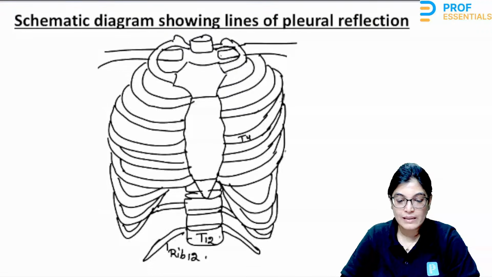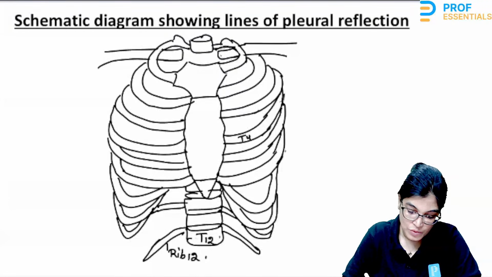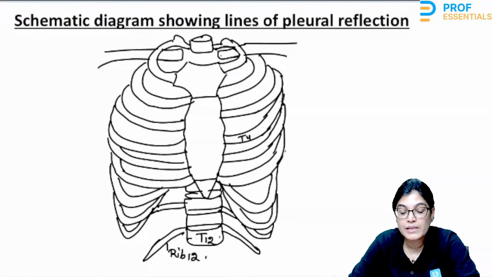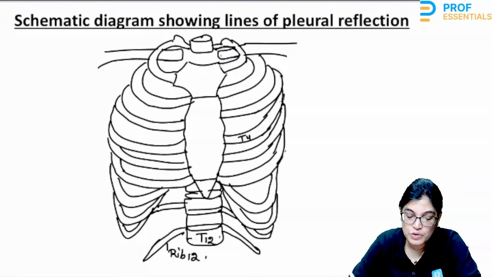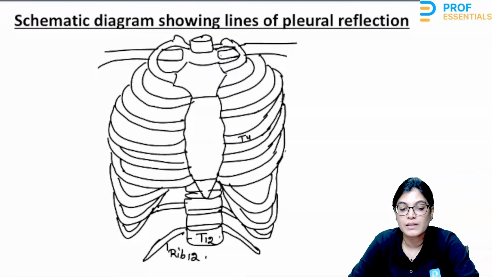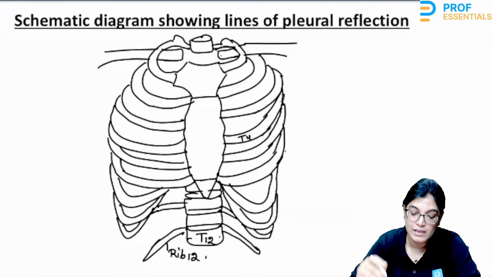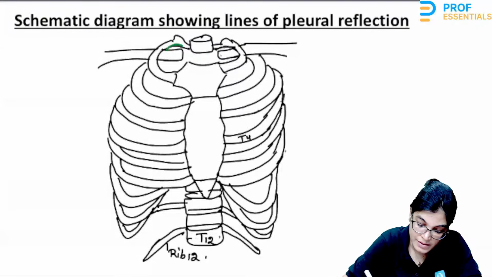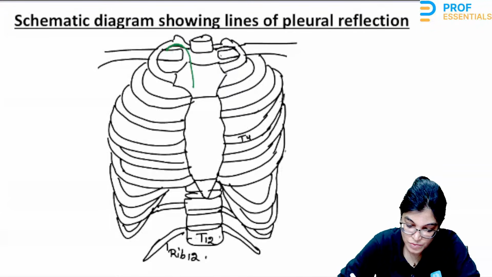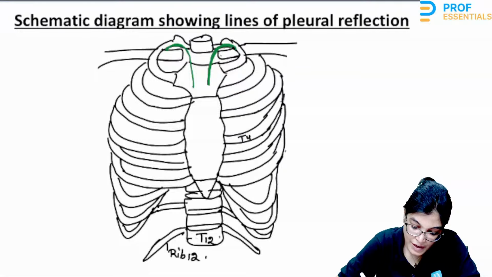Now we have to use green color so that we can understand this pleural reflection. Firstly, it is important that we should know about it from above. We have to make it in green color. So what is this green line? This is the cervical pleura. It is dome shaped and having the convexity upward. So this part is the cervical pleura.